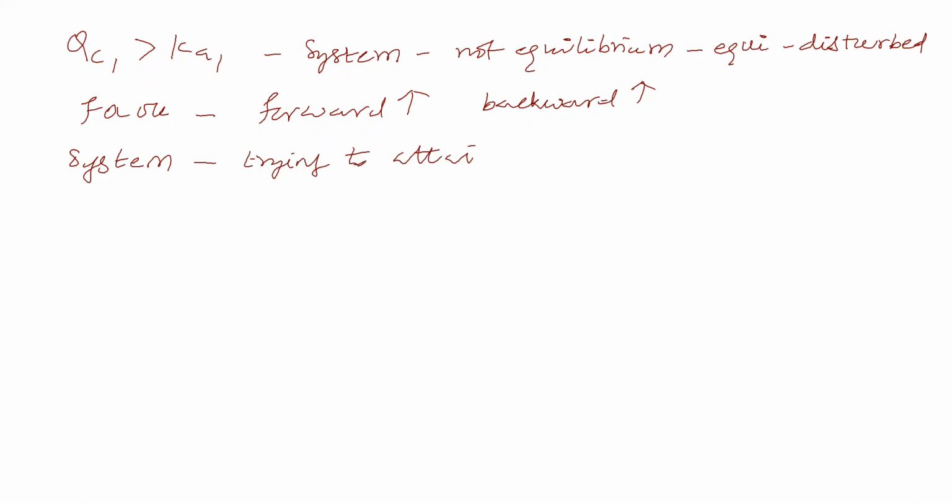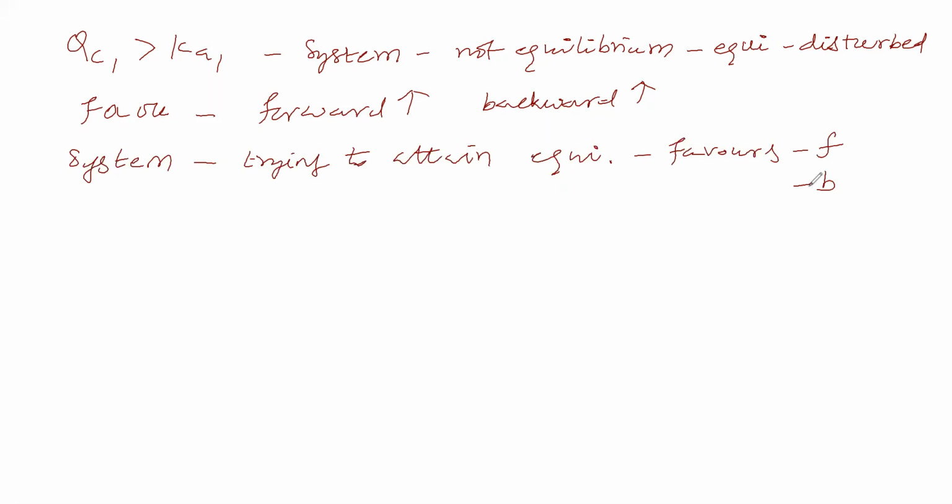System is trying to attain equilibrium. To attain equilibrium, system favors either forward or backward reaction. Now you say system is trying to attain equilibrium.